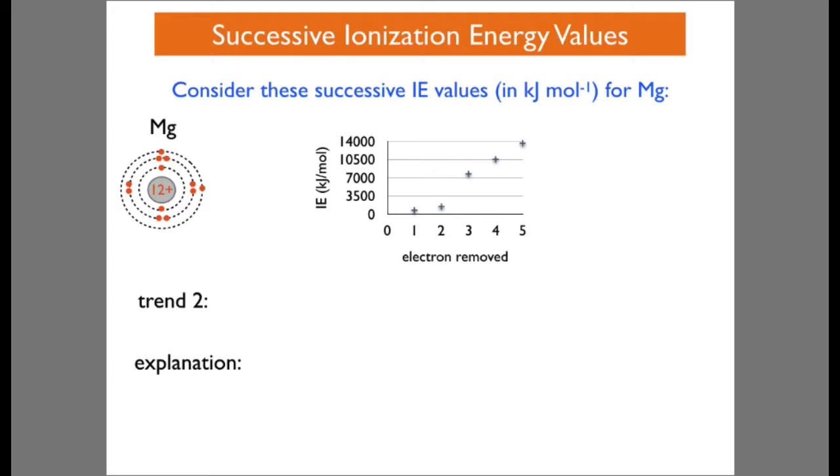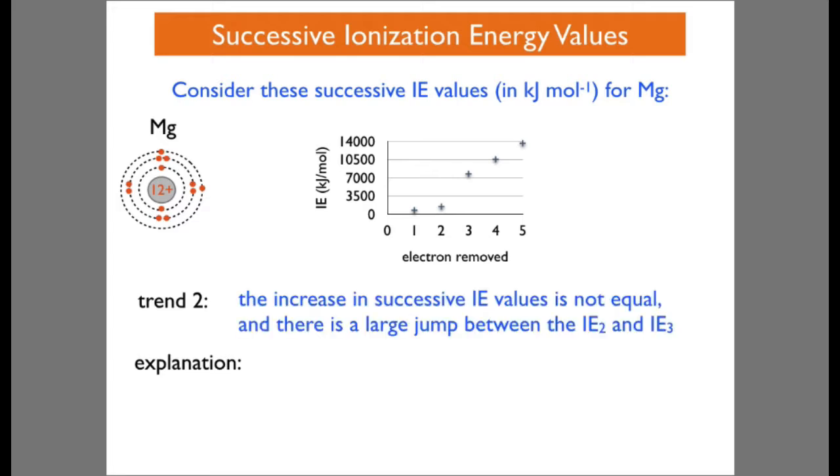Let's consider these successive ionization energy values for magnesium. The increase in successive ionization energy values isn't equal. There's a large jump or gap between the second ionization energy and the third ionization energy. The electron configuration of magnesium is 2,8,2.